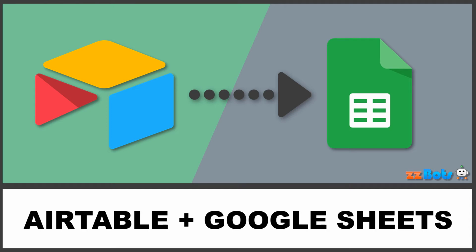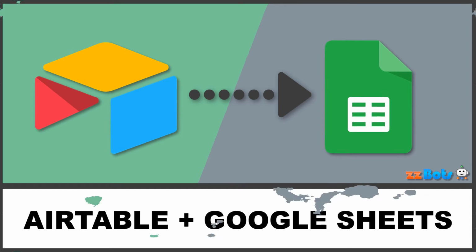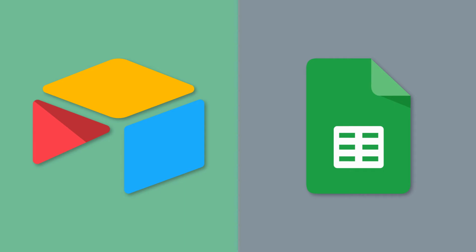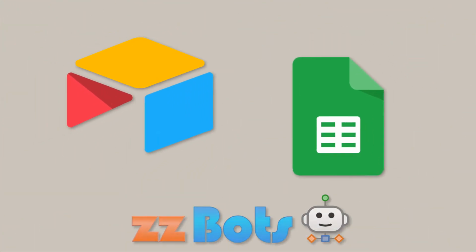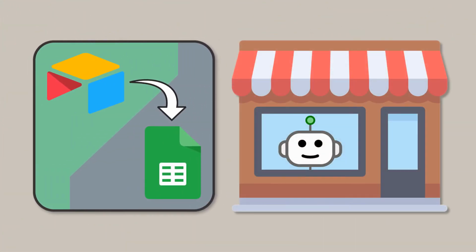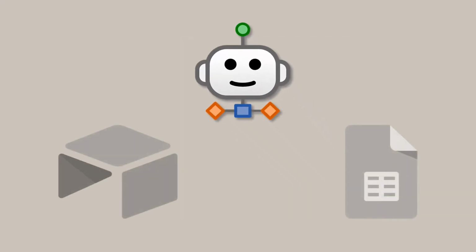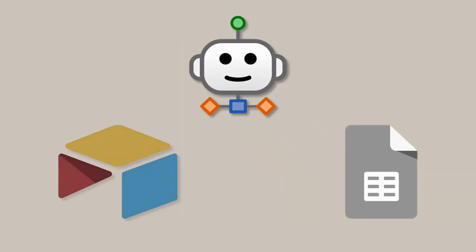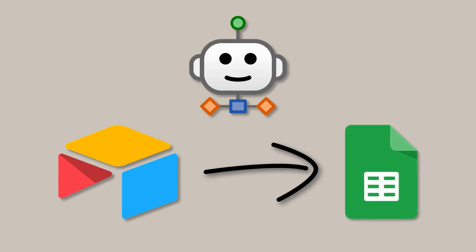Are you looking for a way to automatically sync new records from Airtable to Google Sheets? With ZZBots, you can now install this from our plugin store. This plugin contains one bot. This bot will monitor for new records in Airtable and then automatically sync them over as new rows in Google Sheets.